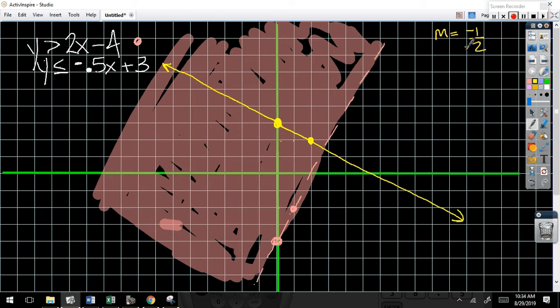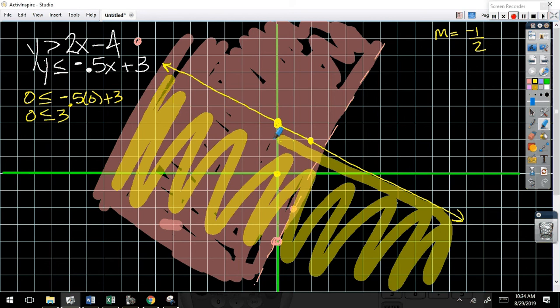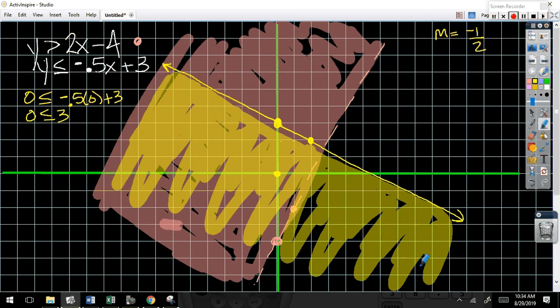Let's say I just don't know which way to shade. I'm confused. Let's plug in 0, 0. If I plug in 0, 0, I get 0 is less than or equal to negative 0.5 times 0 plus 3. 0 is less than or equal to 3. True or false? False. Oh, wait. That's true, right? So this is 0, 0, yes? So that's the side I'm going to shade in. So I'm going to shade down. Okay, so down we go. Does it include the points on the line this time? Yes. And clearly I'm exaggerating with my shading. So let me just do that.